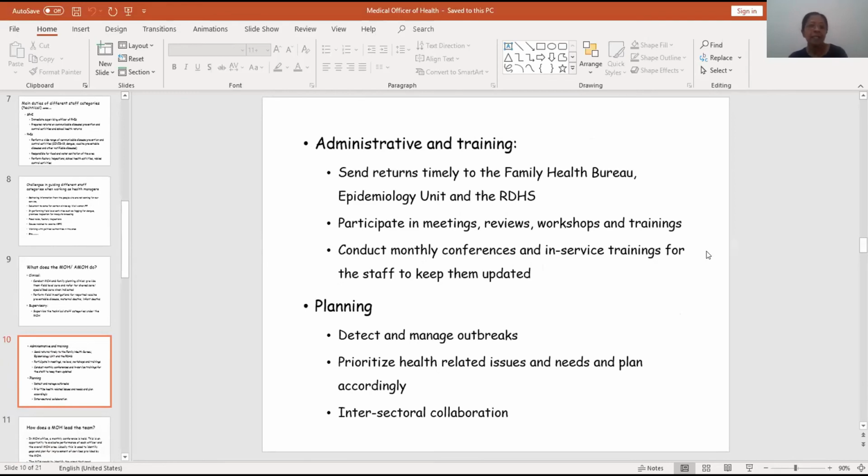Then administrative and training. We have to send our returns on time to the Family Health Bureau, Epidemiology Unit and RDH.